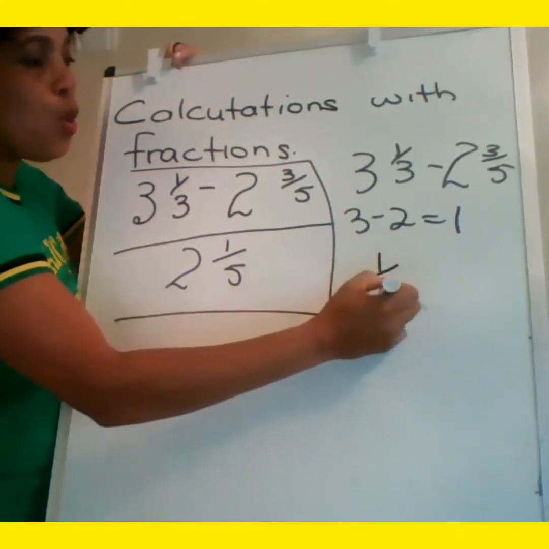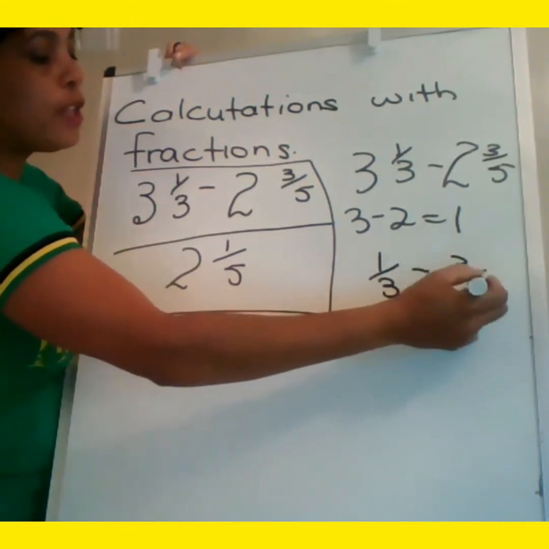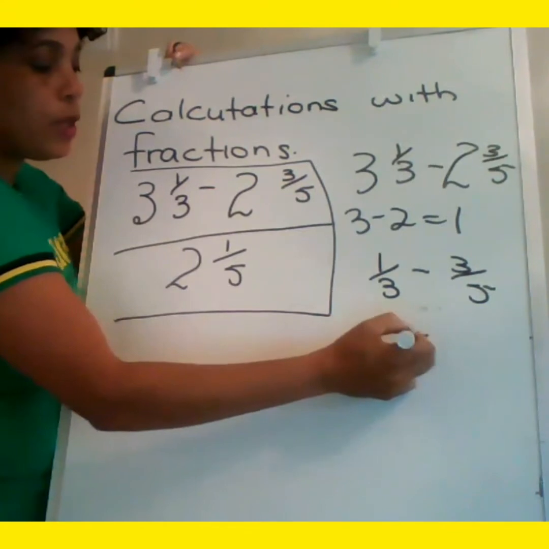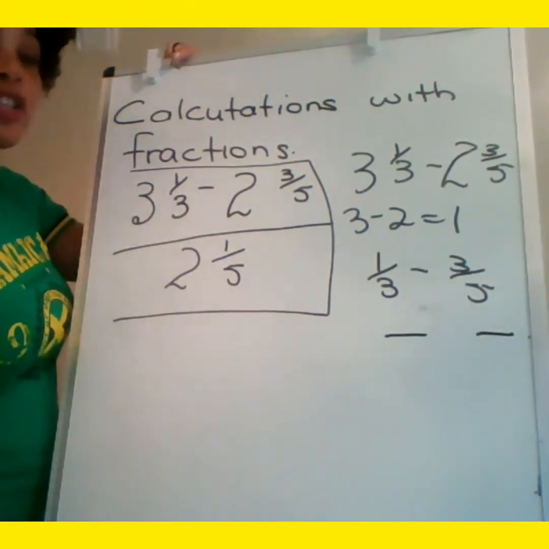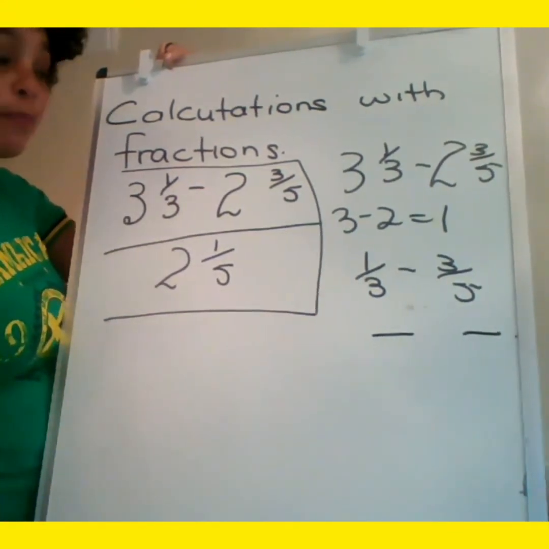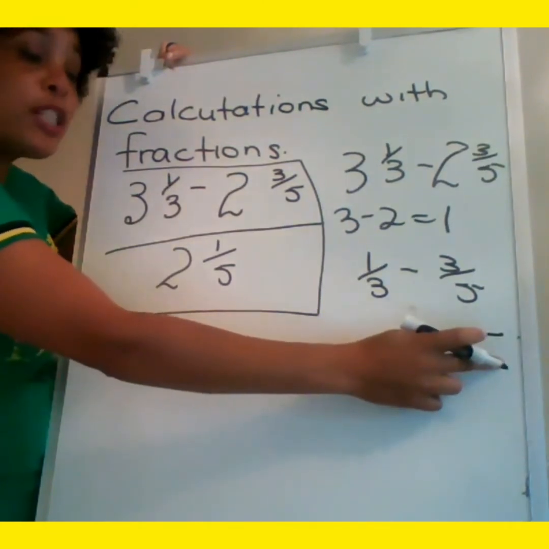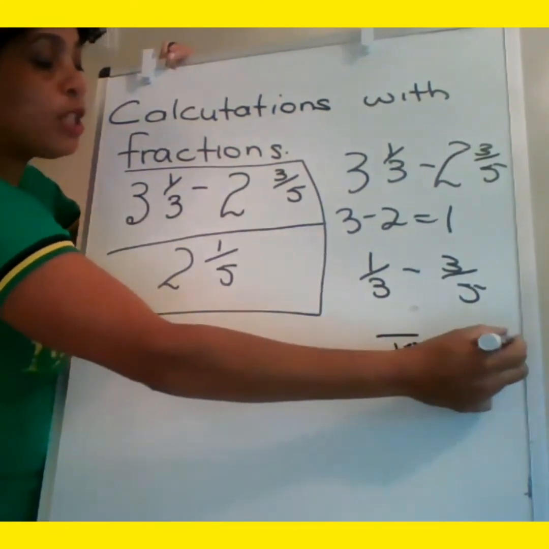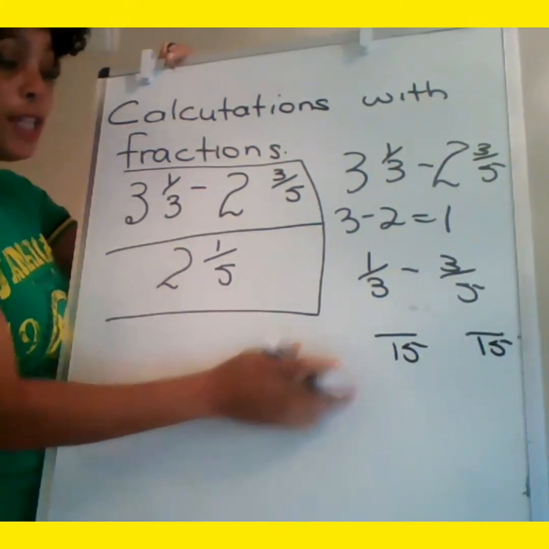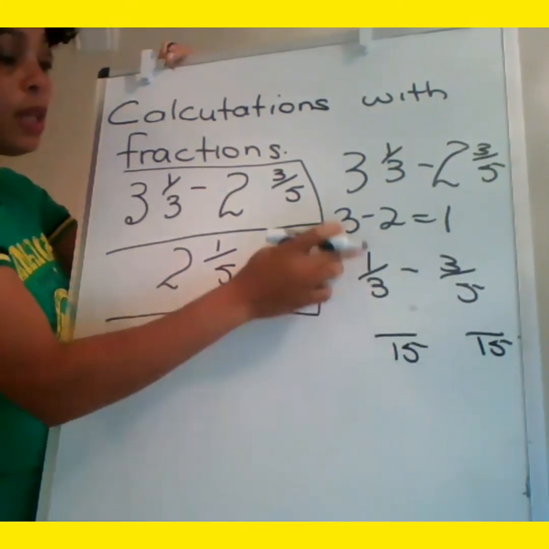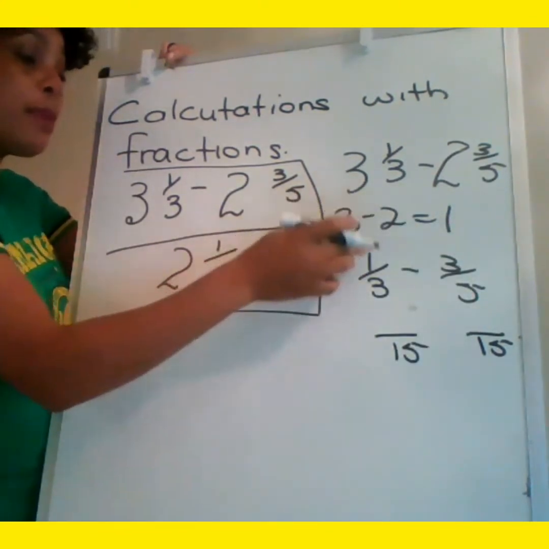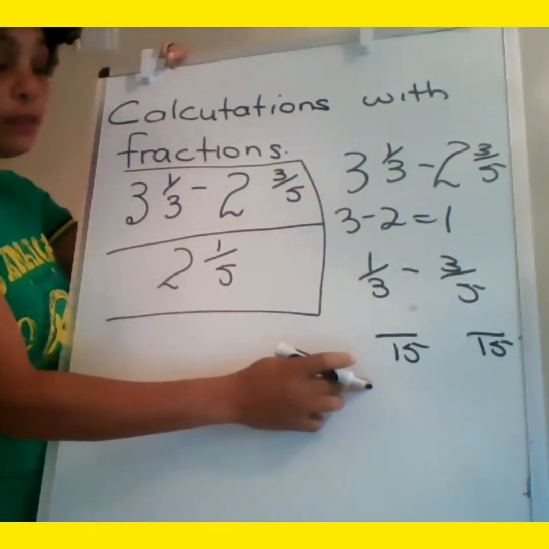Now I'm going to do 1/3 take away 3/5 to see if I have enough of this that I can take 3/5 off it. Remember, to take away fractions, you need to do LCM. You need to find the lowest common multiple. My lowest common multiple in this case is 15. If I use the 5 times table and the 3 times table, the first number I find in the 5 times table and it's in the 3 times table is 15.